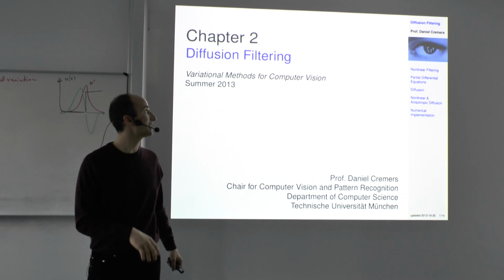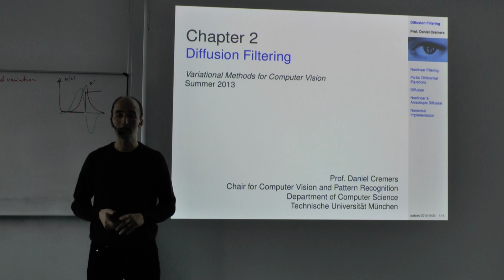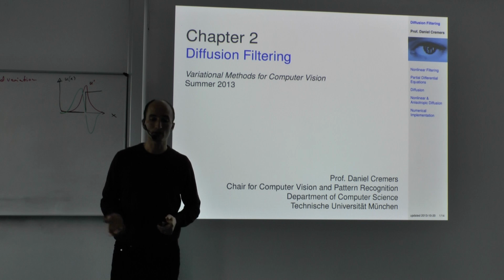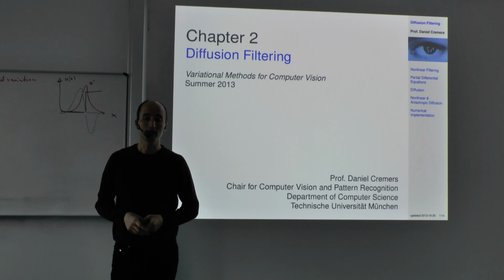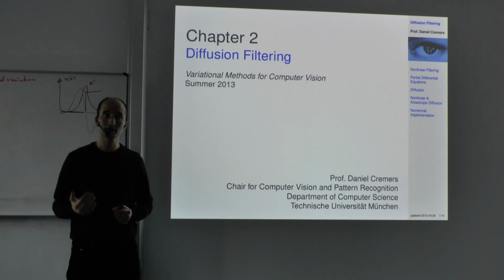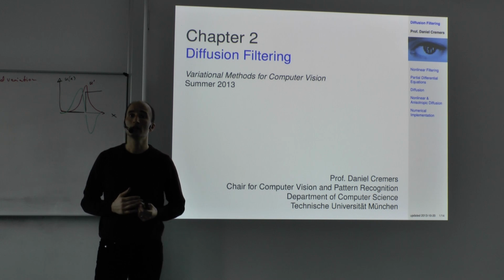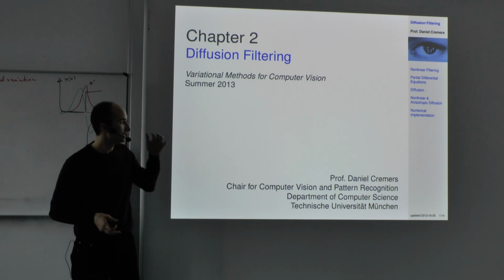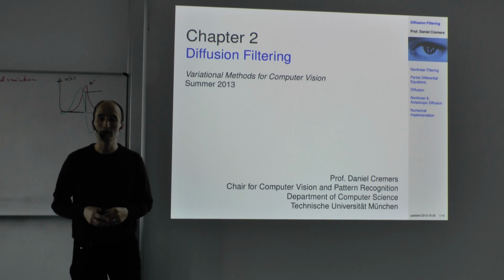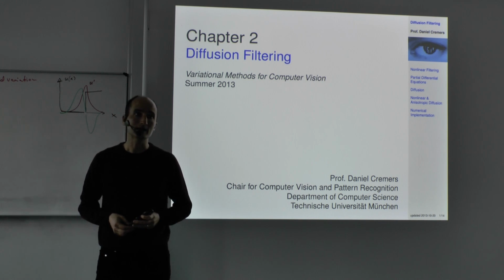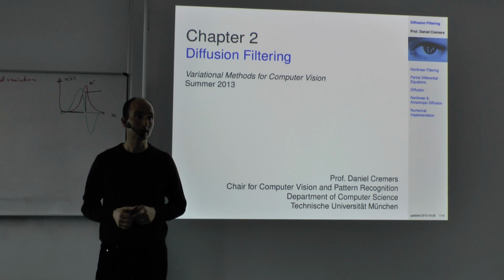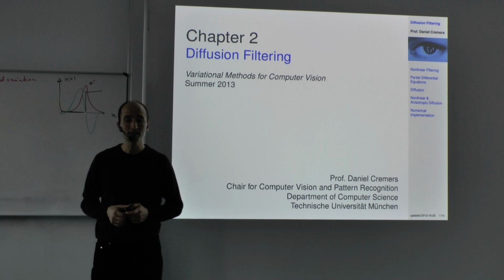Okay, welcome to the next chapter on variational methods for computer vision, and this next chapter is on diffusion filtering. So it basically expands on what we talked about in the last chapter. In the last chapter we talked about filtering and how to do filtering. We talked about smoothing filters, and we talked about derivative filters, and today we will treat a more sophisticated and more elegant approach to filtering, which leads us almost directly to so-called variational methods. And this is the diffusion filters.